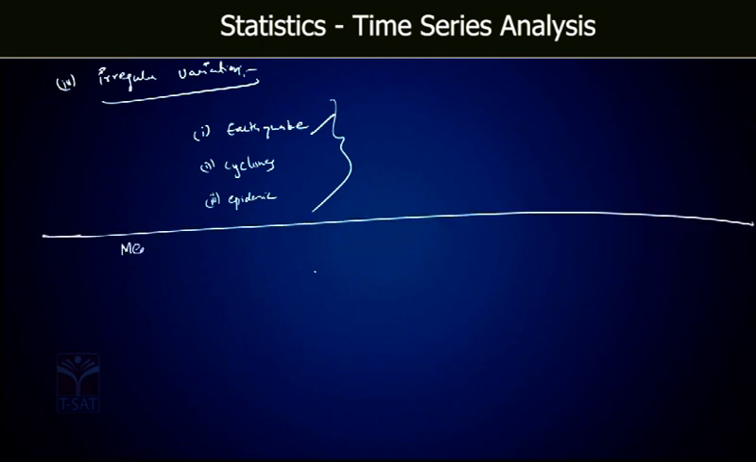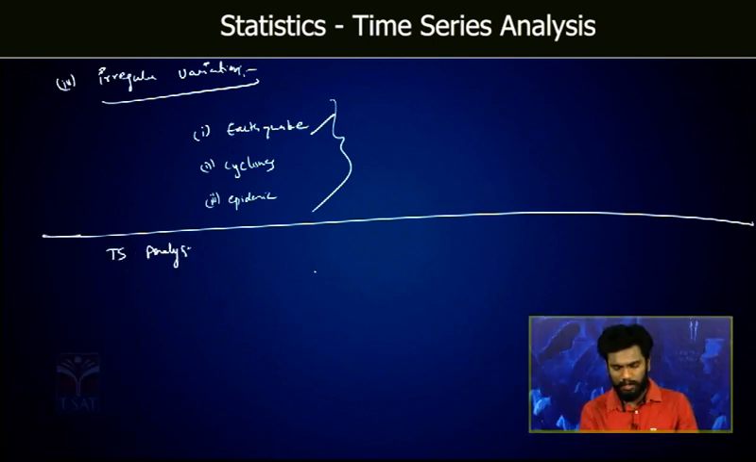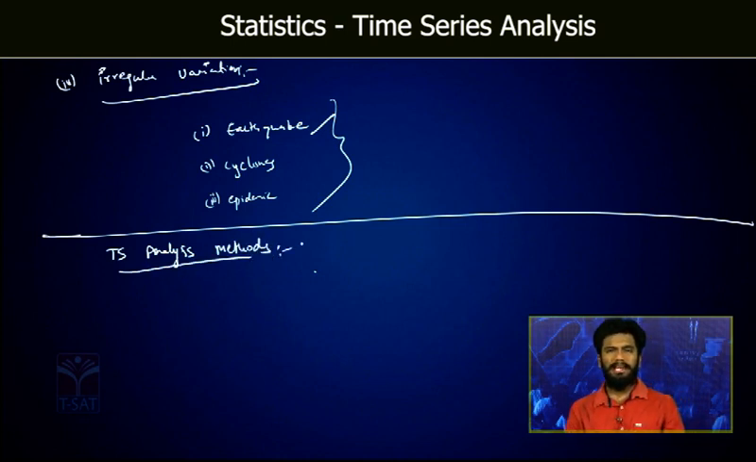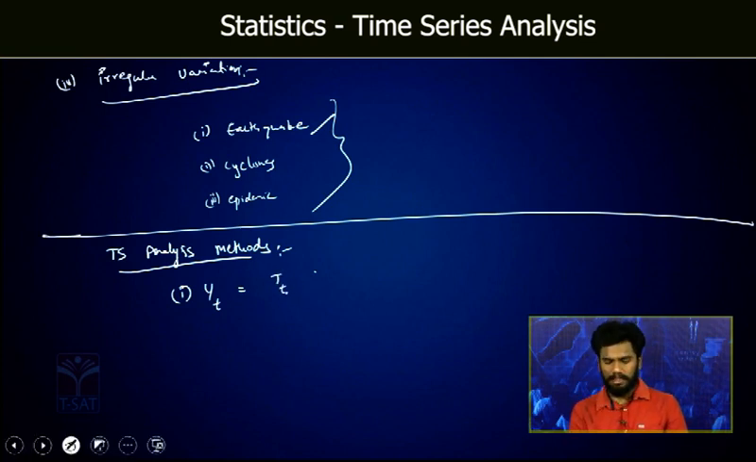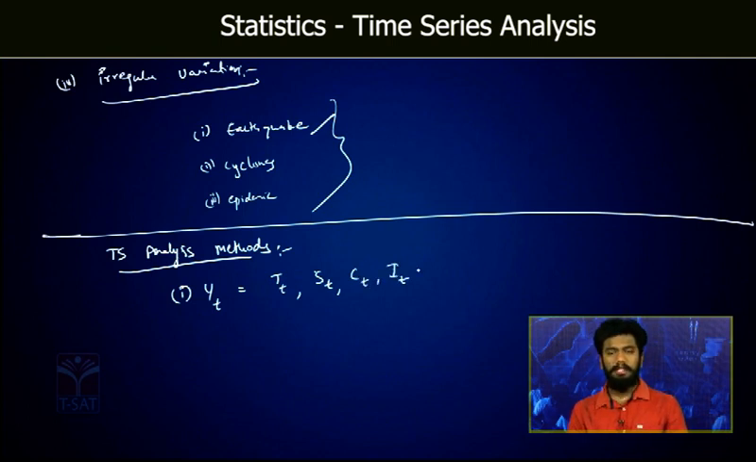Before going to measures, time series analysis methods. There are 2 methods in which we can analyze our time series. The first method: there will be YT, that is the total value at the particular time interval. Now this YT is affected by trend values at that particular period of time, or seasonal values, or business cycles, or irregular variation at that period of time.